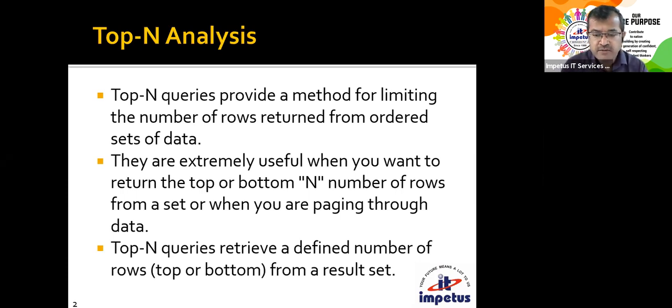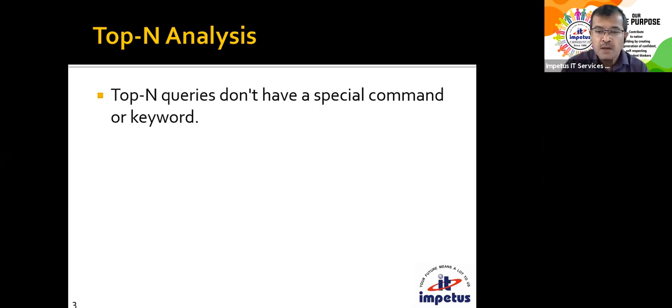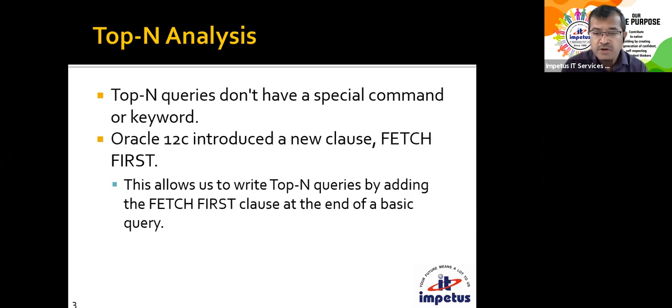Top N queries retrieve a defined number of rows from top or bottom from the result set. But the condition is it has to be an ordered set of data. And we know how to order the data. Top N doesn't have any special commands or keyword. Oracle 12 introduced new features such as fetch first. Now that is something which is strongly recommended.